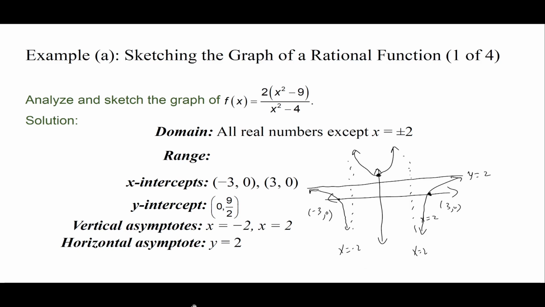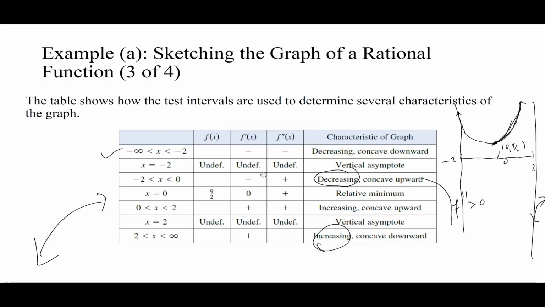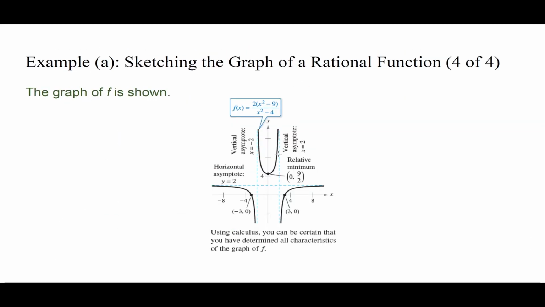So remember, the nature of the graph I drew: concave downward, decreasing, concave upward, decreasing first and after that increasing, concave downward, increasing. All this information I got from the first derivative, second derivative test and this testing interval. Eventually, this is the actual graph we're going to get, and that can be found using calculus. So always use the first derivative and second derivative for finding the nature of the graph.